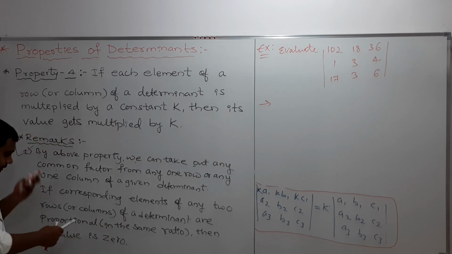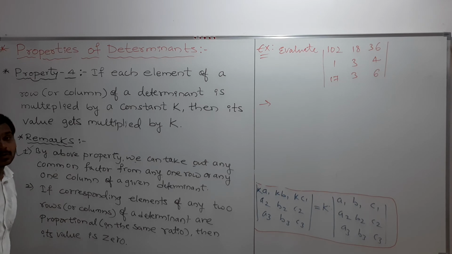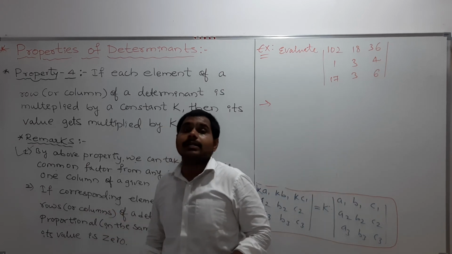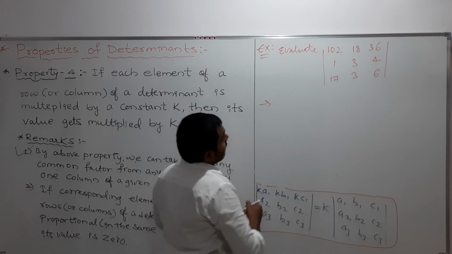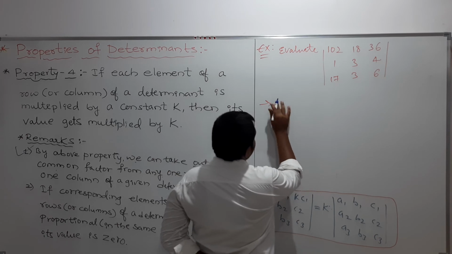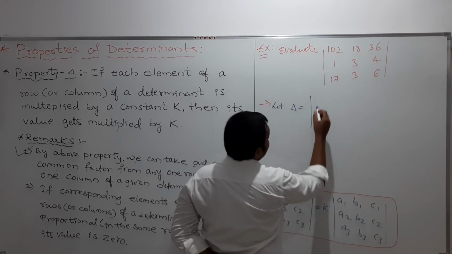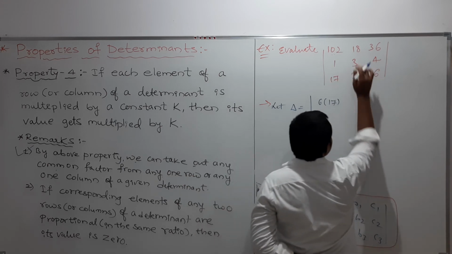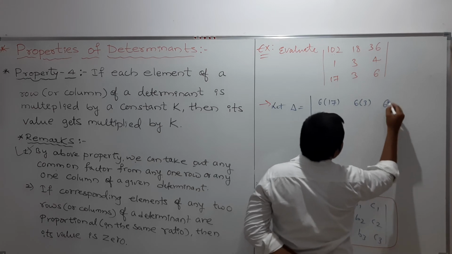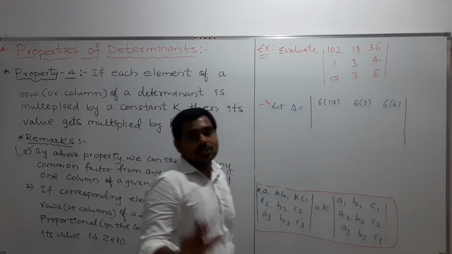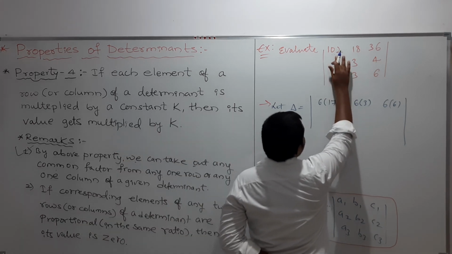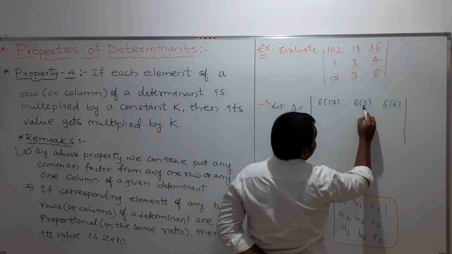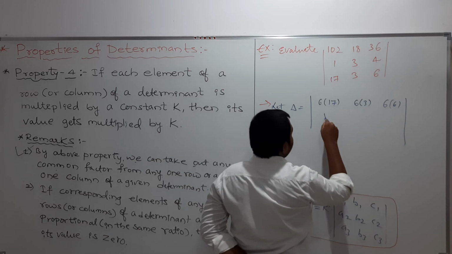Before understanding property 2, remark 2, first I will try to solve this one. After solving this, you will come to know what remark 2 says. Let us take it as delta. So let delta be equal to the determinant. Can I write 102 as 6 into 17? 6 into 17 is 102. And 18, can I write it as 6 into 3? Next, 36, can I write it as 6 into 6? Just observe, from property 1, I am taking 6 common from the above row. So 102 is 6 into 17, 18 is 6 into 3, 36 is 6 into 6, and the remaining elements are written as they are: 1, 3, 4, 17, 3, 6.